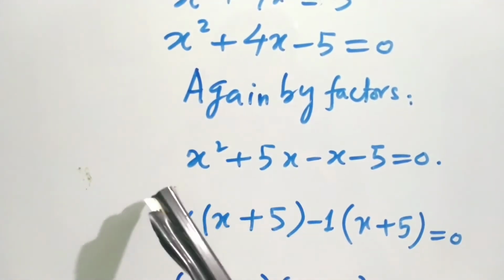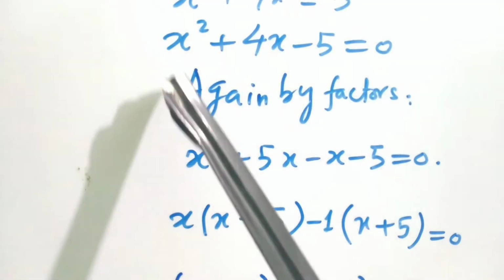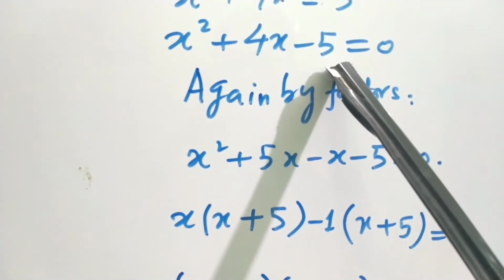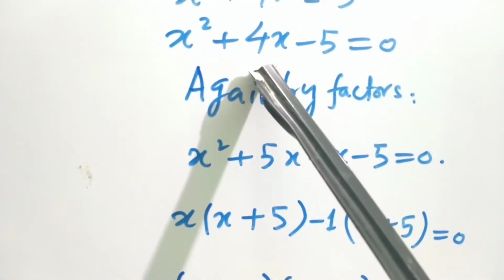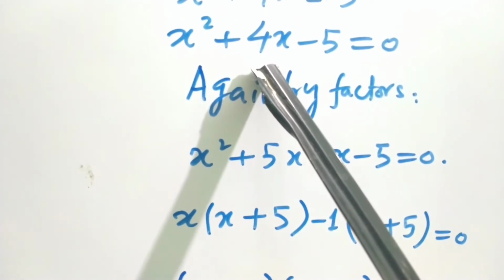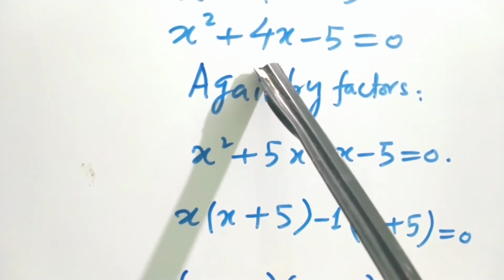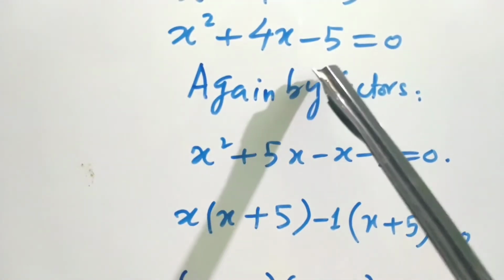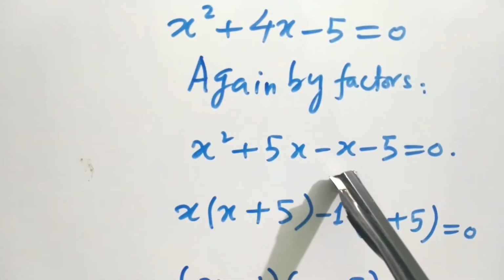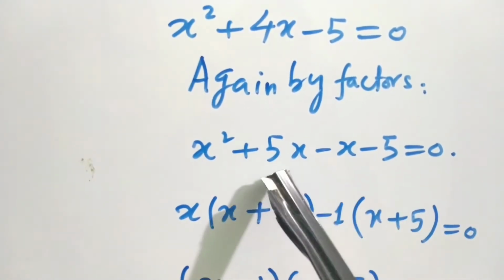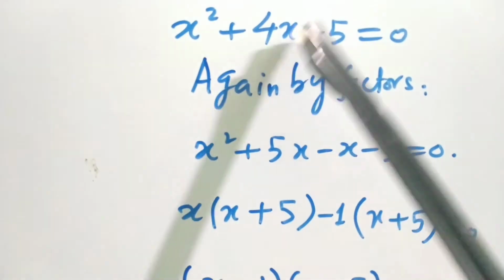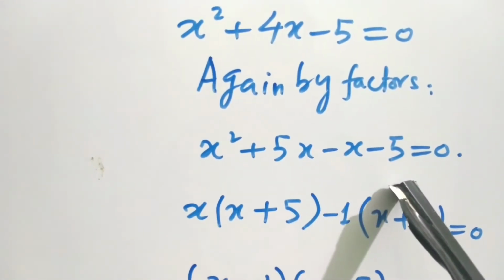Again we can see that the coefficient of x square is equal to 1, and this is minus 5. 1 into minus 5 is equal to minus 5. We have to break the middle term 4 as a multiple of 2, that is 5 and minus 1. 5 ones are 5, and then 5 minus 1 is equal to 4. So x square plus 5x minus x minus 5 is equal to 0. These are the two factors of 4x. 5x minus x is equal to 4x. 5 into minus 1 is equal to minus 5.